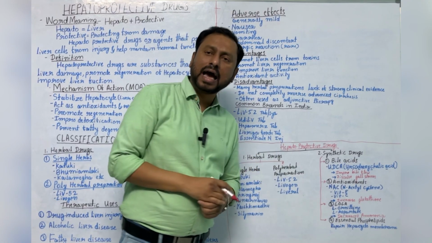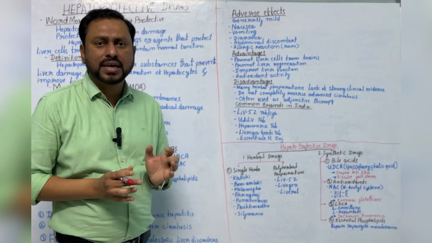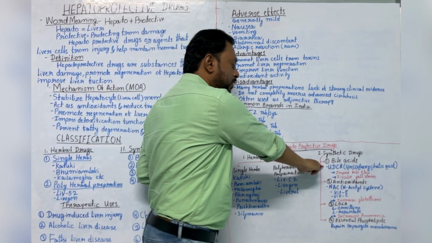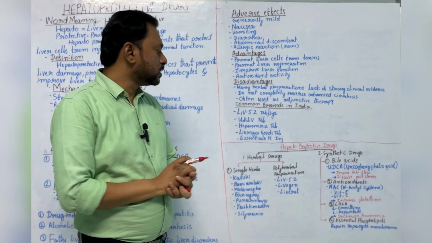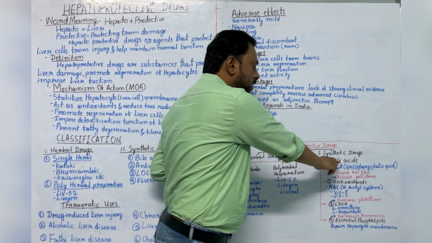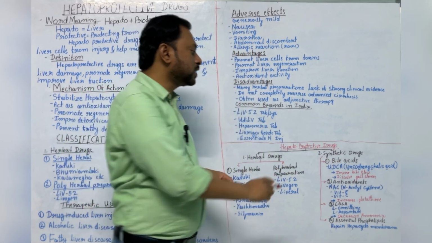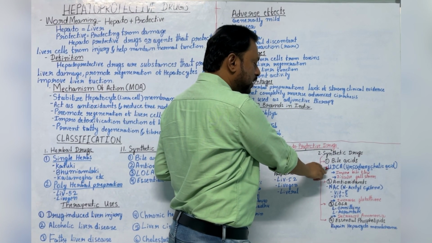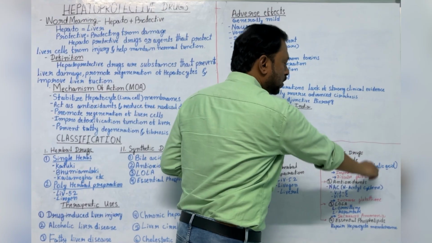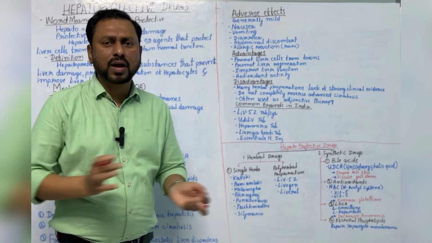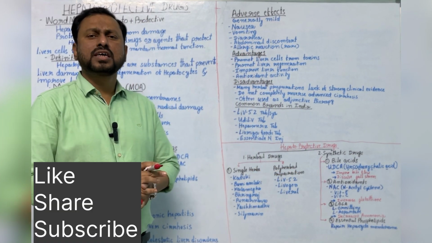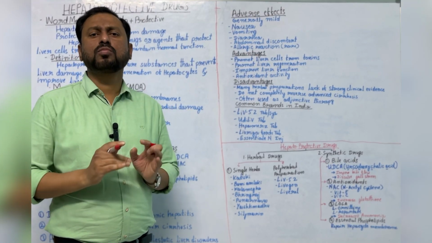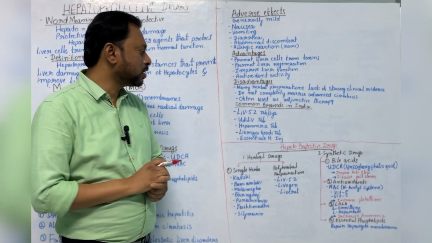The first one is the bile acids. The common hepatoprotective drug we use here is UDCA, ursodeoxycholic acid. This is a very famous brand in the market: Udiliv 300 mg, Udiliv 150 mg. Almost all physicians prescribe Udiliv.